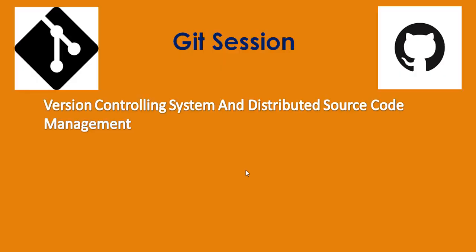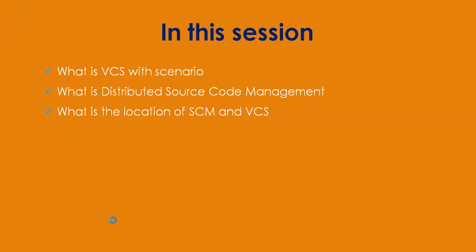Welcome to Coding Knowledge. In this session, we'll discuss what is a version controlling system and distributed source code management. And I suggest that before going through this session, you go to part 1 of this Git and GitHub series, that is on Git and source code management. So in this session, we will discuss a few points, and these are described here.